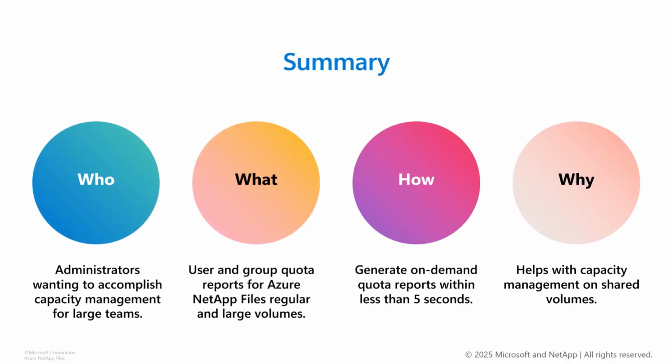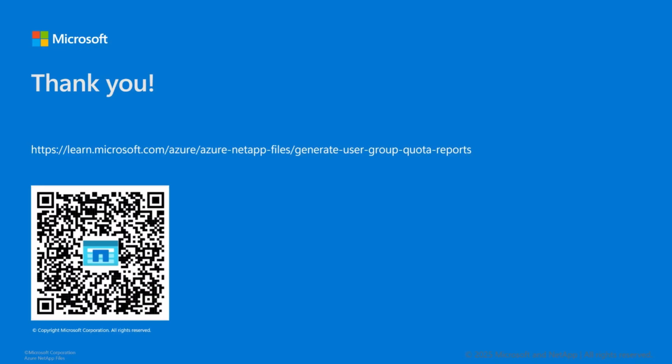In summary, the generate report for user and group quota will empower system administrators to effectively perform capacity management using quota rules for both regular and large volumes. The feature can generate reports fast, and administrators can use a variety of filters to narrow users or groups based on their quota usage. Use the QR code or the URL listed to get more details about the feature.